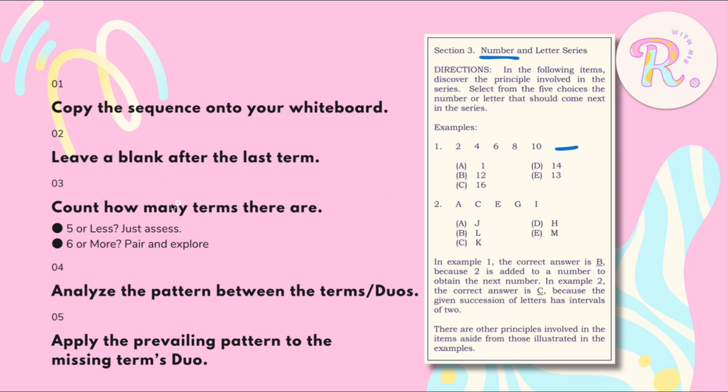Speaking of pairing, step 3 is to count how many terms there are. Remember our memory trick? 5 or less, just assess. 6 or more, pair and explore.